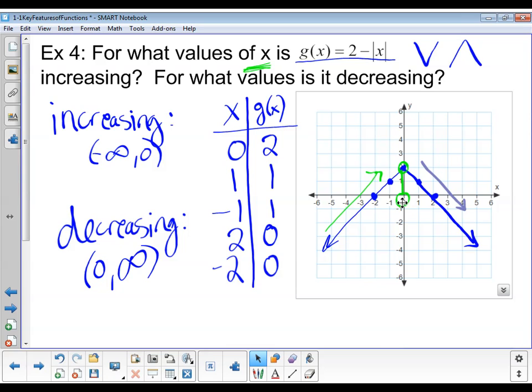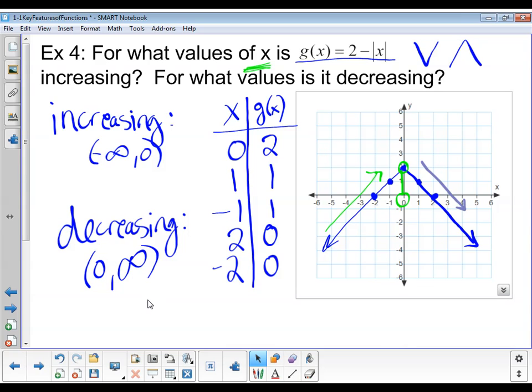So that is where my graph is going to stop increasing. It's going to be increasing from negative infinity to 0. For decreasing, once I leave this value of 0 and start moving further to the right, my graph is going down, which means it is going to be decreasing. So this one is decreasing from 0 to infinity.